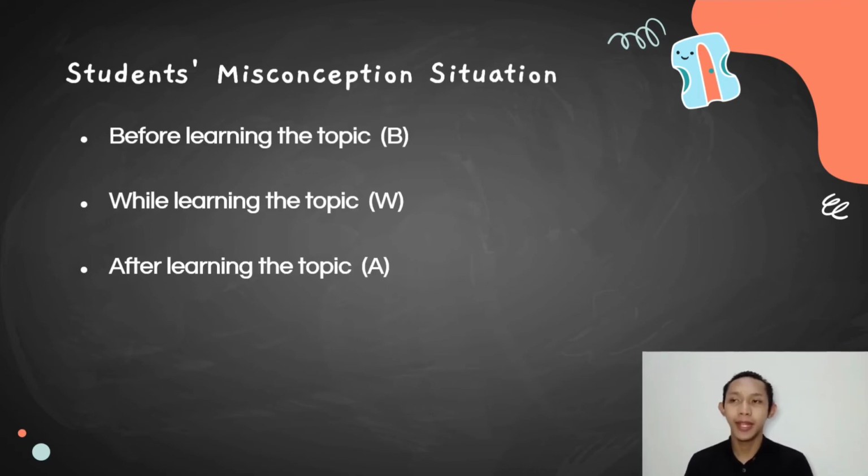Next, I will be explaining about misconception based on education point of view, which is student misconception situation. There are 3 types of situation, which are before learning the topic, while learning the topic, and after learning the topic. The letters B, W, and A, as you can see in the slide, will serve as situation indicators for misconception in the chapter that I will discuss later on.